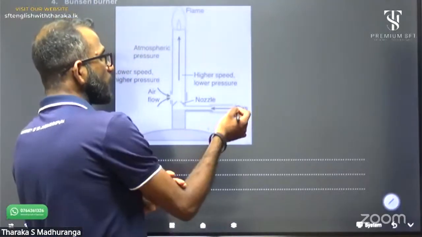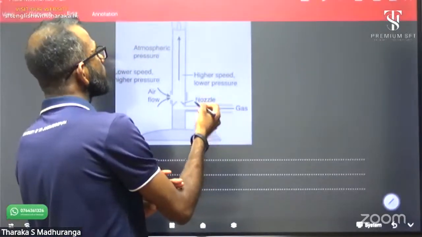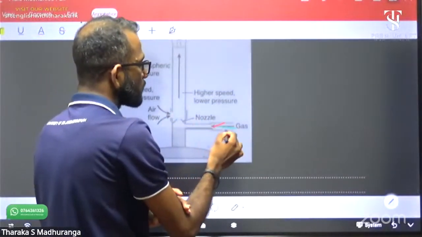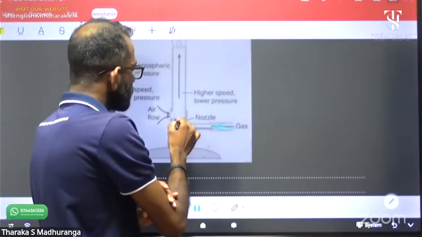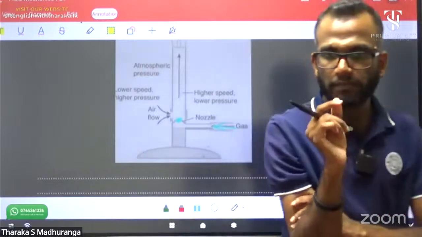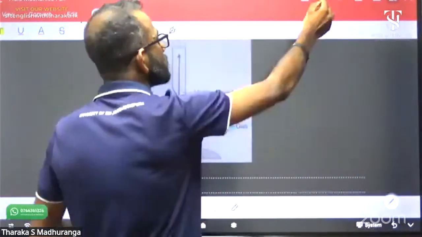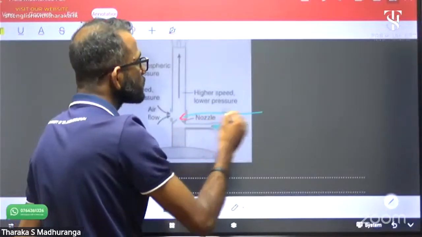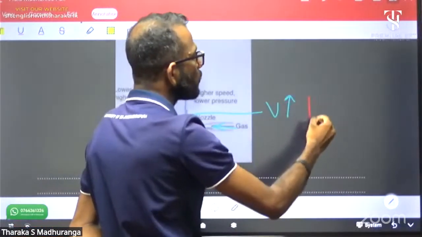Now, this is a gas inlet. It has a gas supply, right? And you can see at this point, the nozzle has a very small cross-section area. At the small cross-section area, its velocity is greater, high velocity and low pressure.